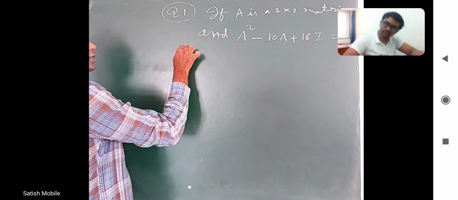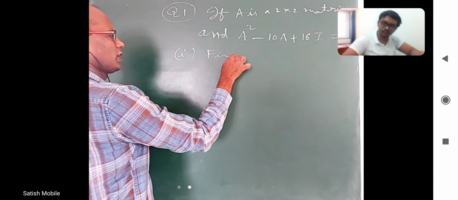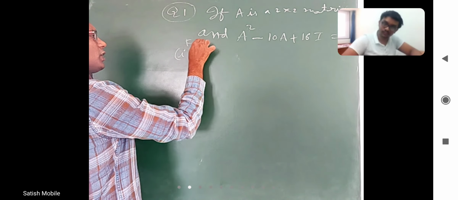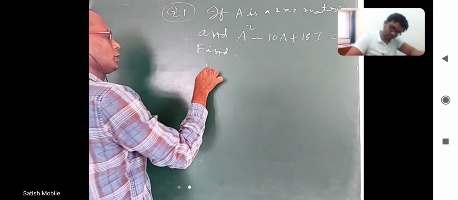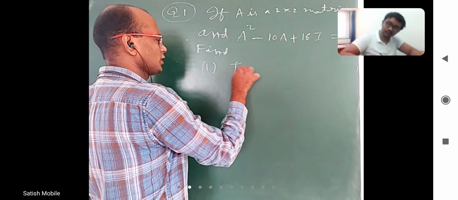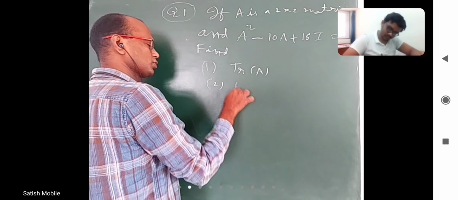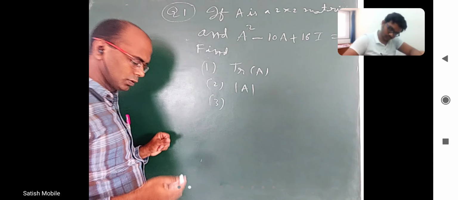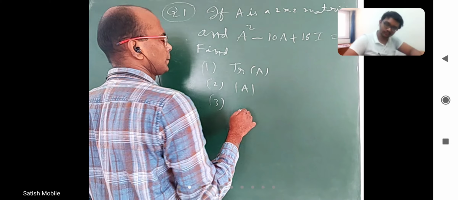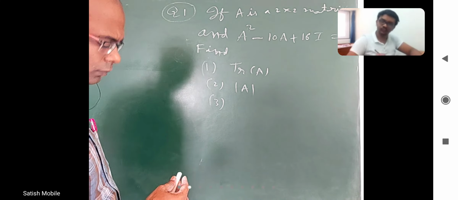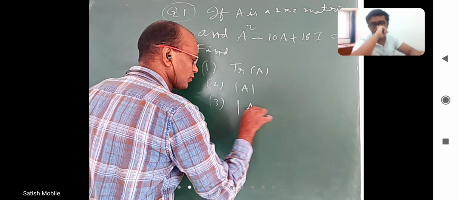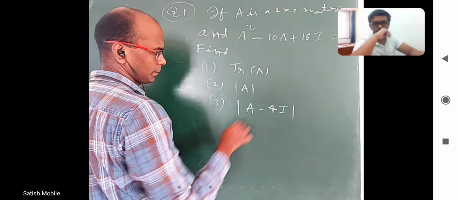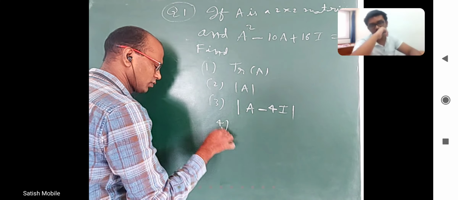Okay, 3 questions. First question, find trace of A. Second question, determinant of A. Third question, determinant of A minus 4I, and fourth question.